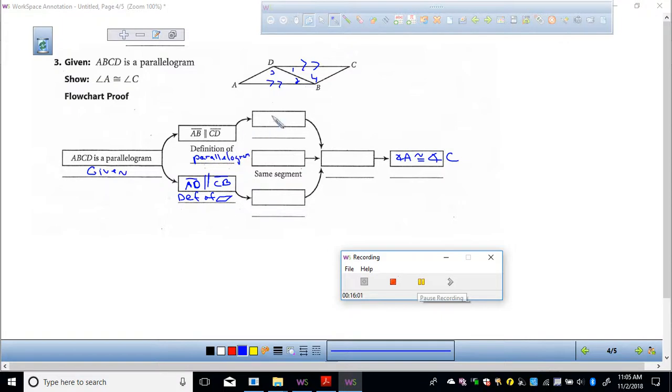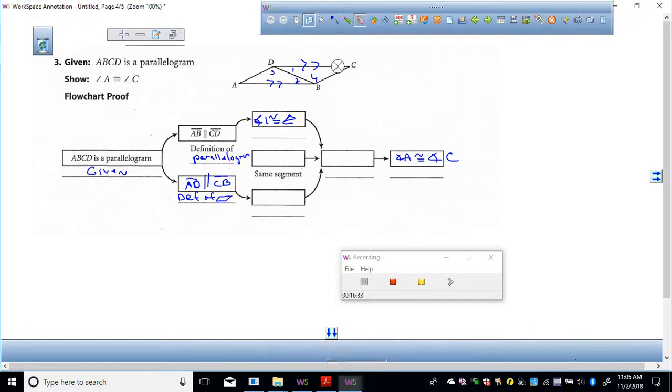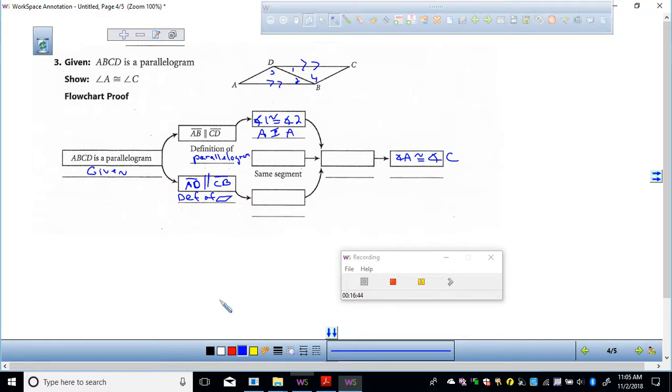Angle 1 is congruent to angle 2. Very good. Angle 1 is congruent to angle 2, because they're alternate interior angles, okay? Keep going, Noah. And then DB is congruent to DB. DB is congruent to DB, very good.